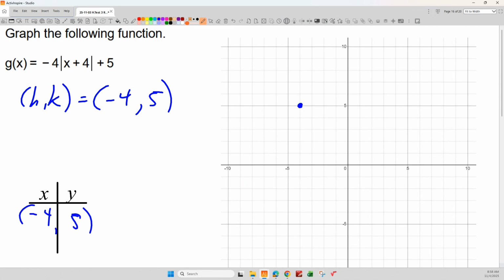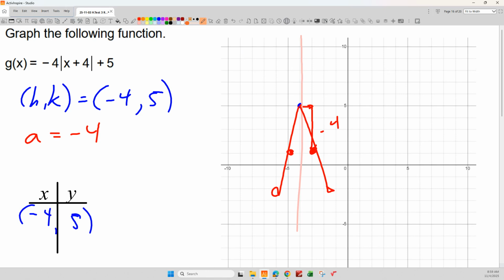So now this time, what's the value of a? So we're going to go over 1 and up 1 times a. Up 1 times -4. So over 1 and up -4. What's that mean? Down 4. Yeah. So over 1, down 4. And there's our point. We've got our axis of symmetry through the middle, so we can just reflect that over. And there's our graph.